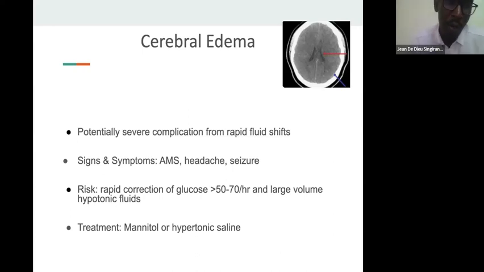Among the features of cerebral edema, the patient will develop altered mental status. In the patient presented by Dr. Sami, the GCS improved after fluid resuscitation. But if you do overcorrection, or if you use hypotonic solution, the mental status will start to worsen. The GCS will drop again. The patient may also have headache and seizures. All of those are features of brain herniation, as a consequence of cerebral edema. Rapid correction of glucose and large volumes of hypotonic solution are not indicated, to prevent this cerebral edema. For treatment, you just give mannitol or hypertonic saline if you have it. In our setting, we have mannitol. Hypertonic saline is not always available.